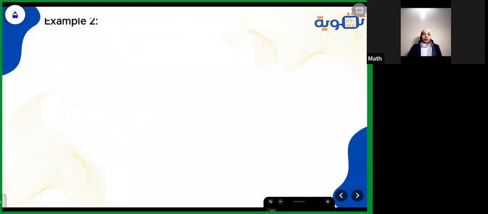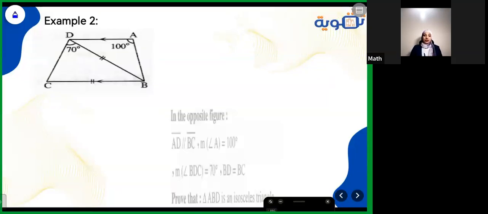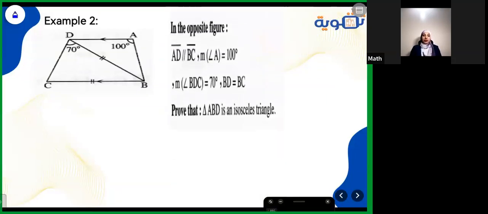The next part here, we are going to talk about an example about this part. We have a shape like this figure here. We have measure of angle A equals 100 degrees. You have AD parallel to BC. These two lines here are parallel. You have also angle A is 100, BD equals BC, and angle BDC equals 70 degrees.